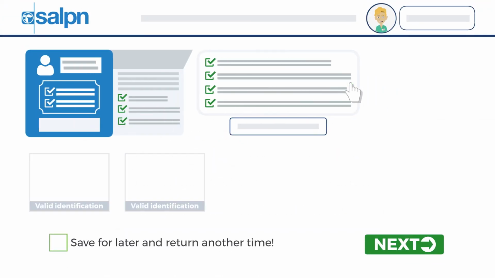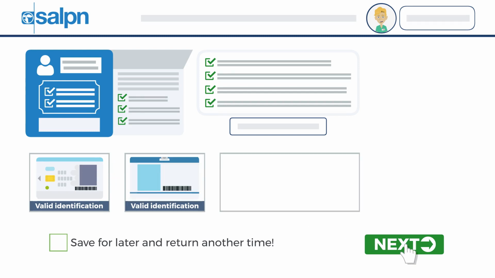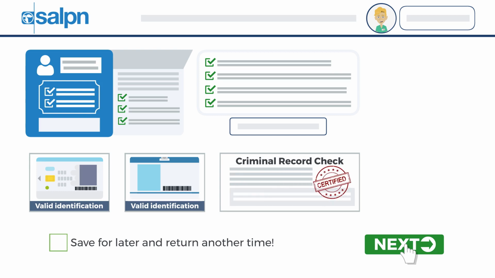After reviewing your personal information, upload 2 pieces of valid identification. Next, upload a new criminal record check from your local police department or detachment of the RCMP. If you don't have this yet, no problem. Click Save for later and return another time.